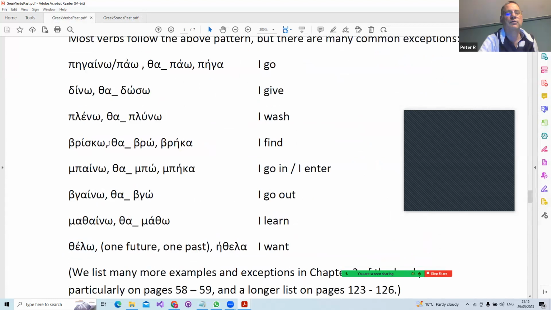So here we are, vrisko, which is I find. The future for finding one time will be thavro, which is the most common form because you don't repeatedly find something. Normally you find it and then you've got it. So, yeah, it's thavro, and then the past of it is vrika.